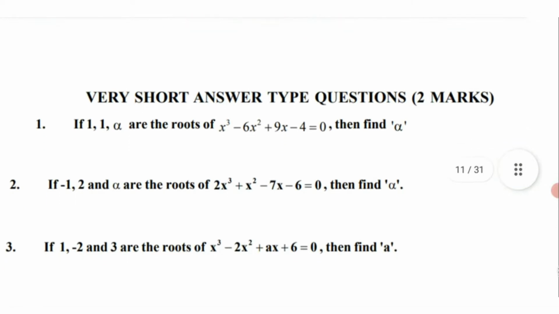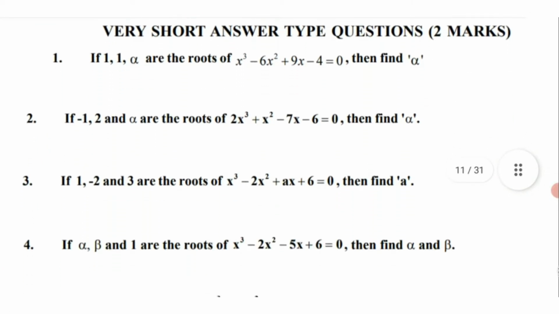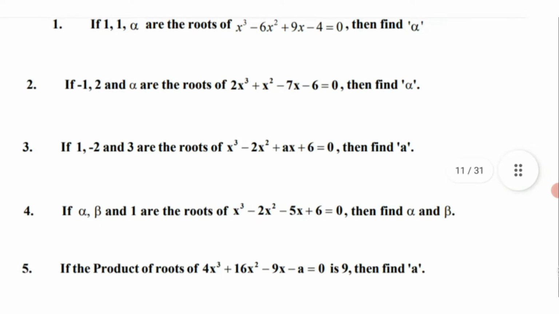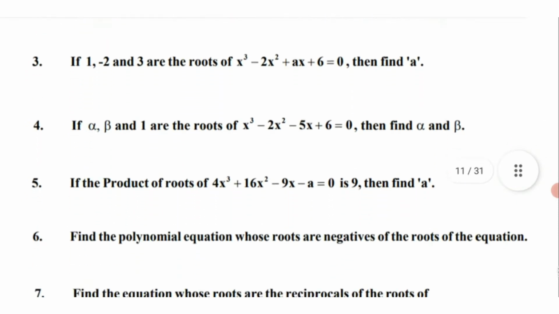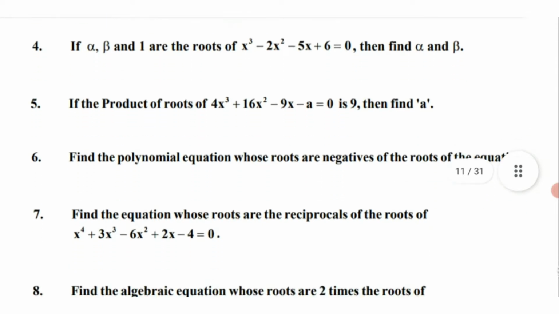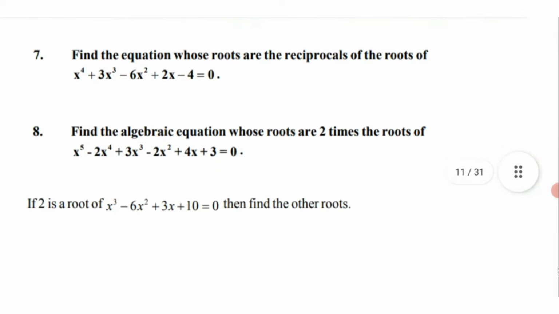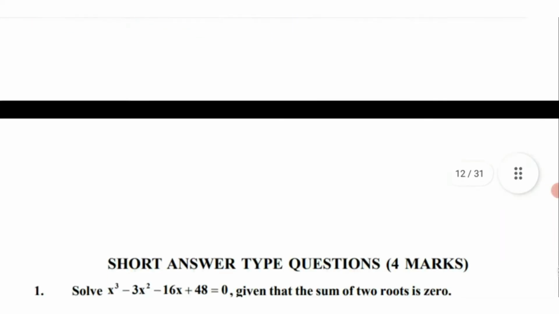Again, a very important chapter. Let us see the 2 marks questions from this chapter. First is 1, 1, alpha are the roots of the equation, then find the value of alpha. Second is also the same, find alpha. Third is find a. Fourth, find alpha and beta. Fifth one, find a. Next, 6th, 7th, 8th, total 9 questions I have listed here, very important.